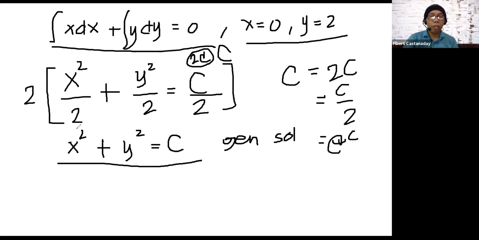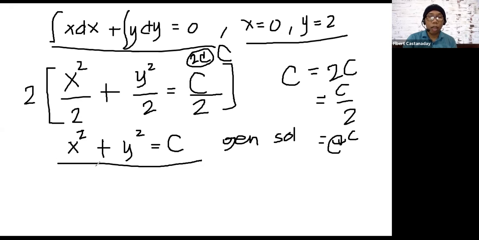But our main concern here is to determine the particular solution. This is the general solution. So, how can we arrive at its particular solution? When c has a value, then that is the particular solution.